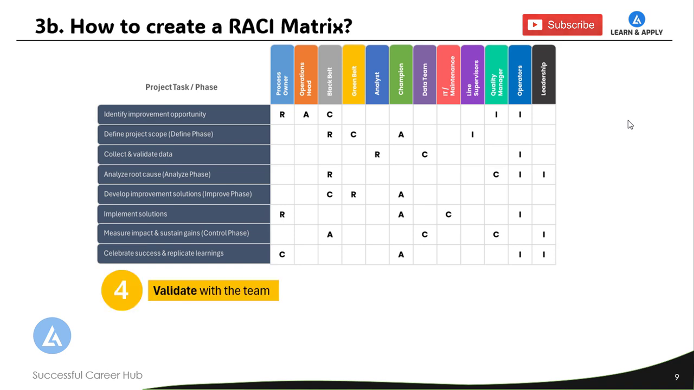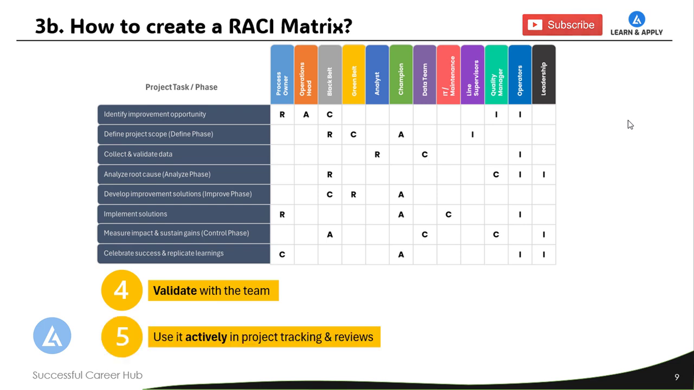In step number 4, we need to validate with the team whether the R, A, C, and I that is assigned for that particular task is accurate or not. Once we validate this with the team, then go for step number 5 to use it actively in project tracking and reviews. This is a critical step to make sure that we are not just creating the RACI matrix, but we are following it to complete the project or task in the defined timeline with the expected results.